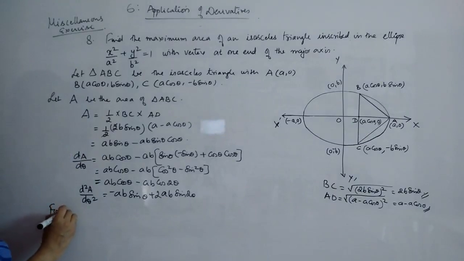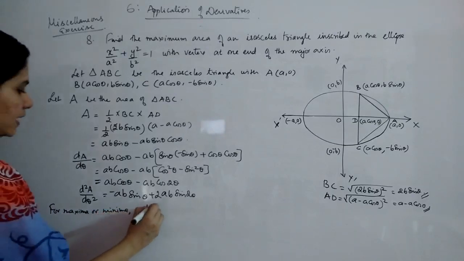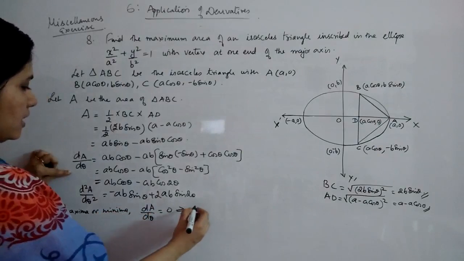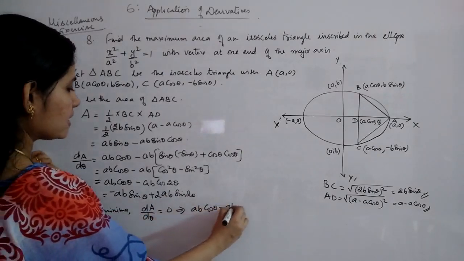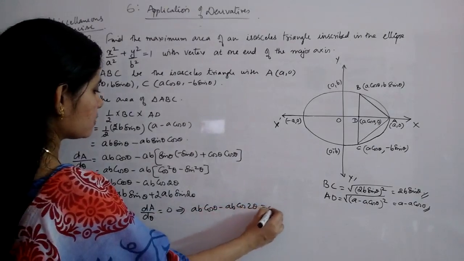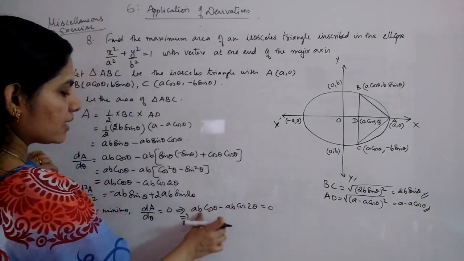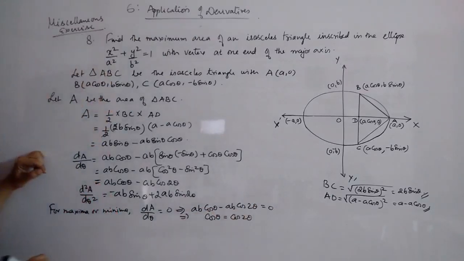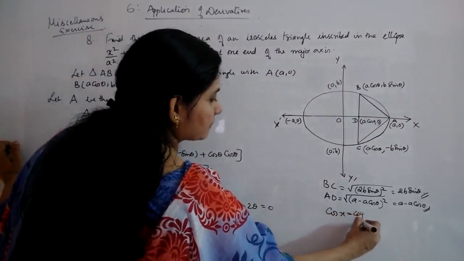So for maxima or minima, dA by d theta is equal to 0 will give you AB cos theta minus AB cos 2 theta is equal to 0. AB will get cancelled and you will get cos theta is equal to cos 2 theta. Okay. Now we have cos x equal to cos y.